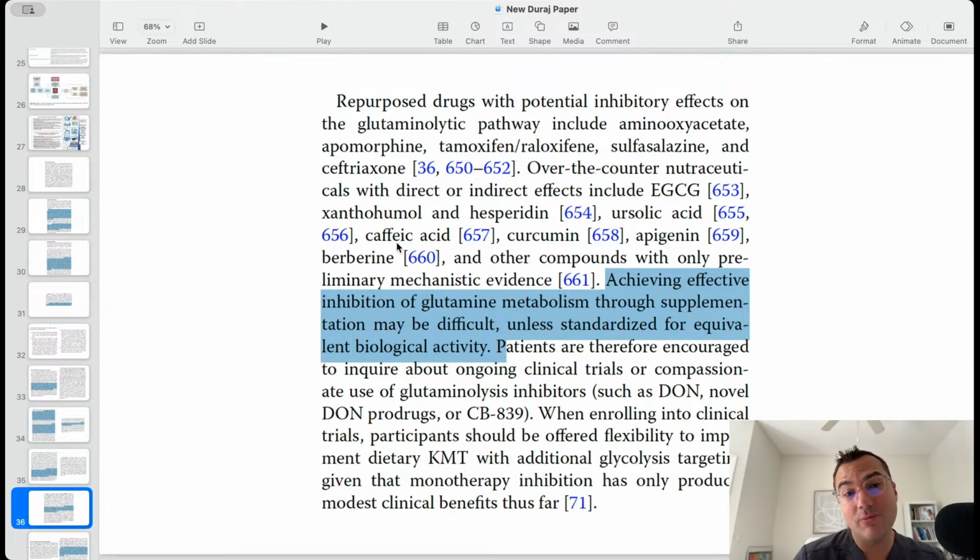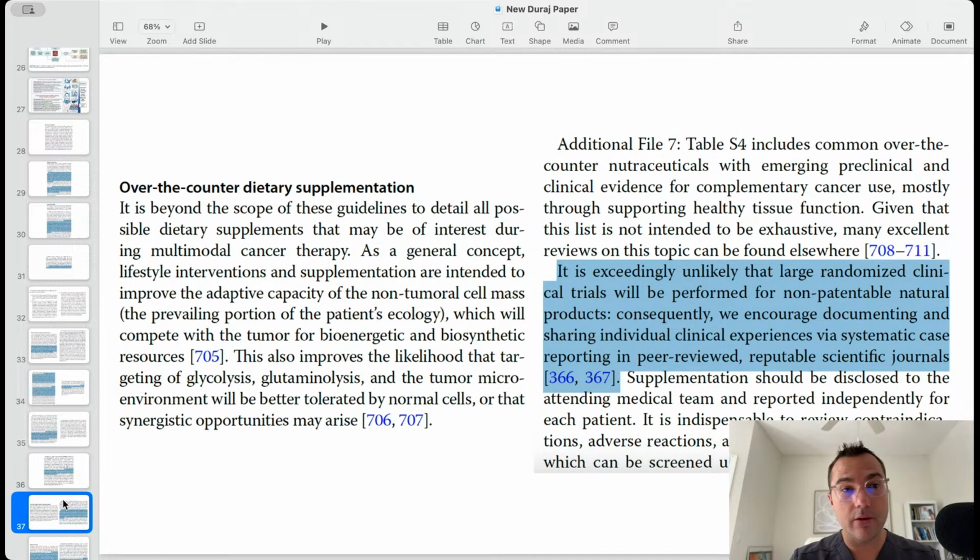But I do think that there needs to be a lot more research done. These are mechanistic studies; they're not really done in combination with ketogenic metabolic therapy as a whole. I do think that the thing about injecting the DON drug or the DON prodrug into the tumor itself to minimize the collateral effects of glutamine inhibition is pretty freaking cool. I never saw that until this paper.